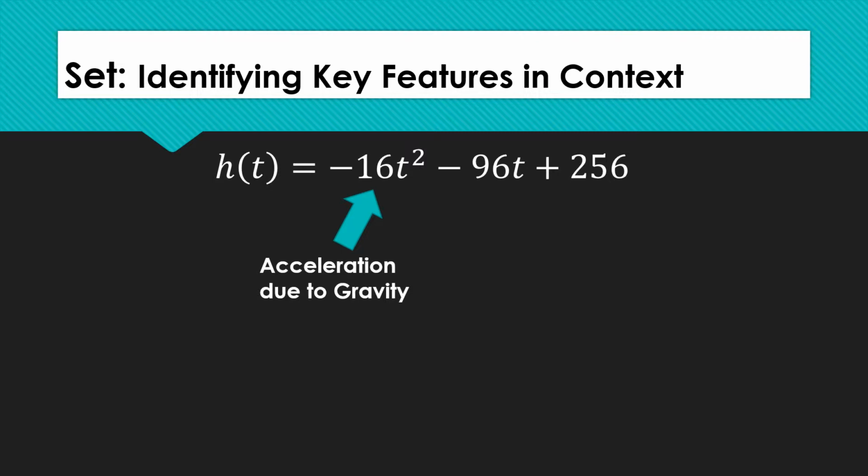We identified the first term as representing the acceleration due to gravity. The second term represents the velocity, the speed at which something travels, that's also the rate. And the third term is the initial height.